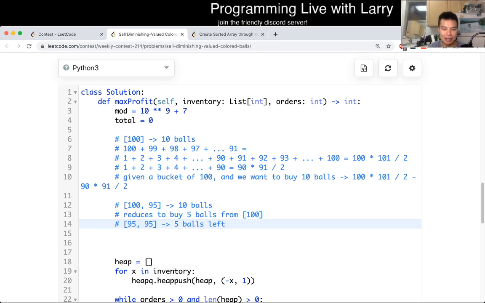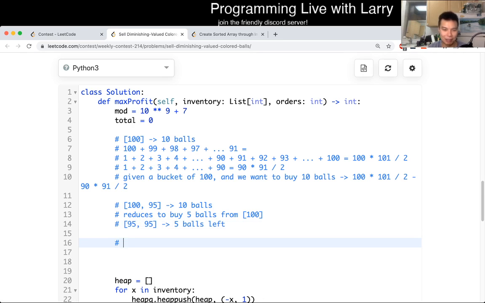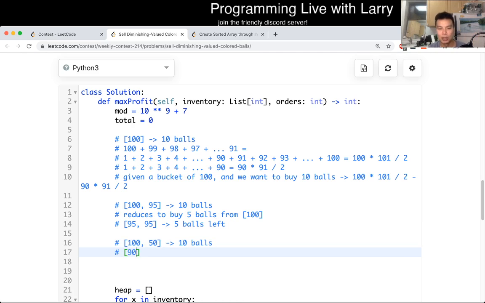The other case might be that you have 100 and then a bucket of 50 and you want 10 boards, but that doesn't matter because you just buy 10 boards and it goes to this, right? So those are your cases.